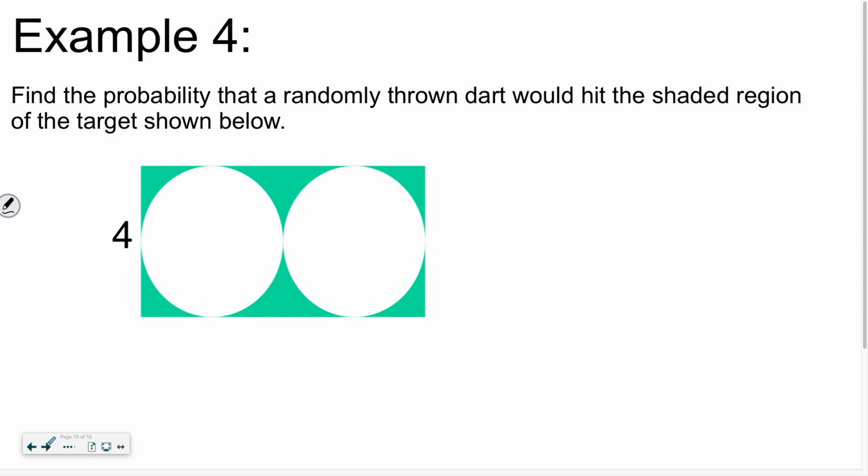Find the probability that a randomly thrown dart would hit the shaded region of the target below. So can we talk about strategy on this one? How can we get our shaded region?